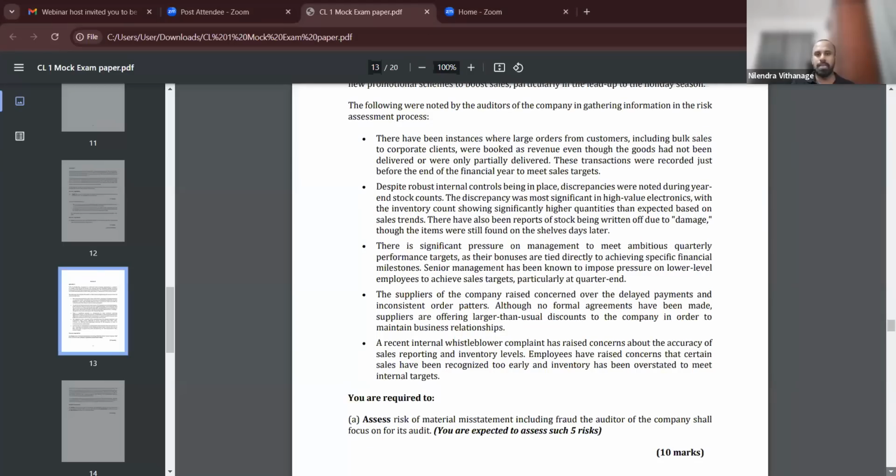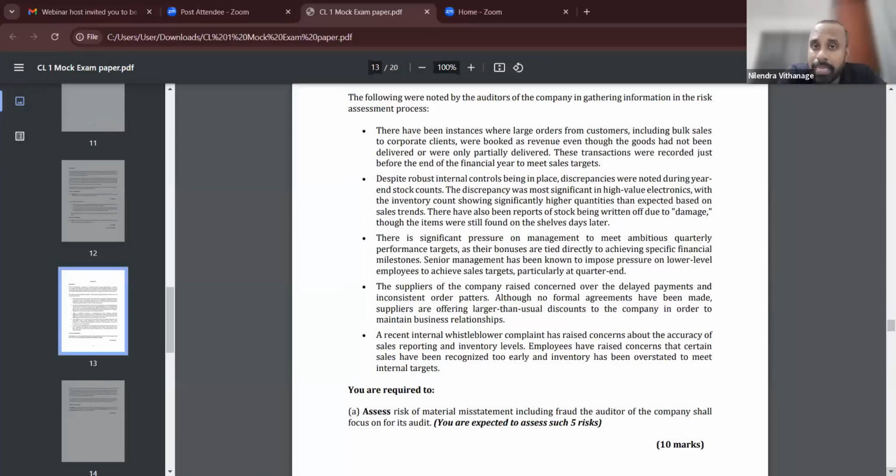There have been instances where large orders from customers, including bulk sales to corporate clients, were booked as revenue even though the goods had not been delivered or were only partially delivered. These transactions were recorded just before the end of the financial year to meet the sales targets. What is this risk of material misstatement, students? They artificially increase the sales by bulk orders. What is the assertion impacted?